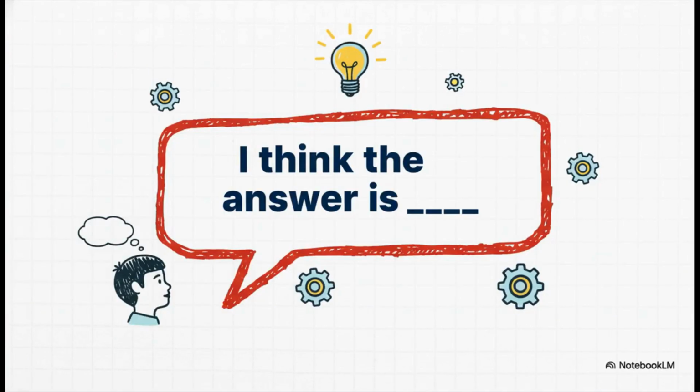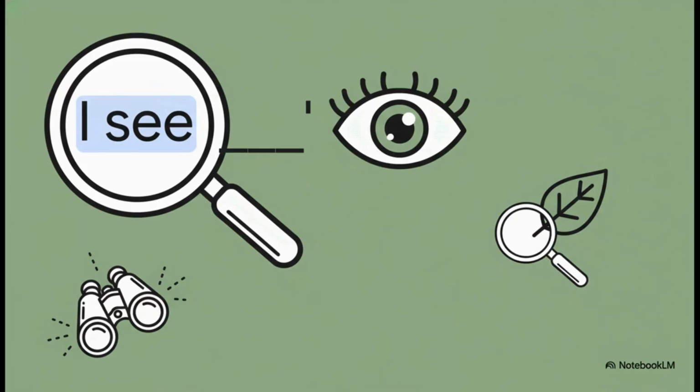This whole process is scaffolded using these super simple sentence stems. The first step is just stating the claim. And that stem, I think the answer is, gives students a clear, consistent way to get their first thought out there. Next, we shift their focus to just observing. The stem, I see, is a great little prompt to get them to find real, tangible proof. It's all about grounding their ideas in what they can actually see and point to.